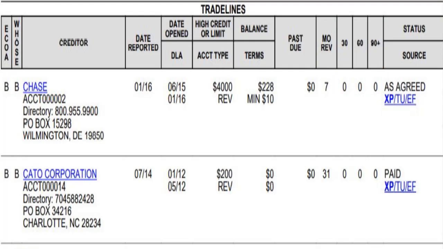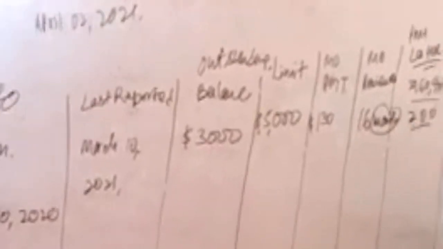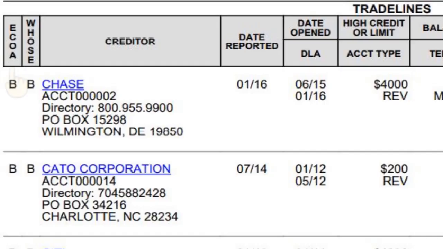Okay. Are you able to see this Equifax? Let me see this. Now able to see Experian, Equifax? Okay.